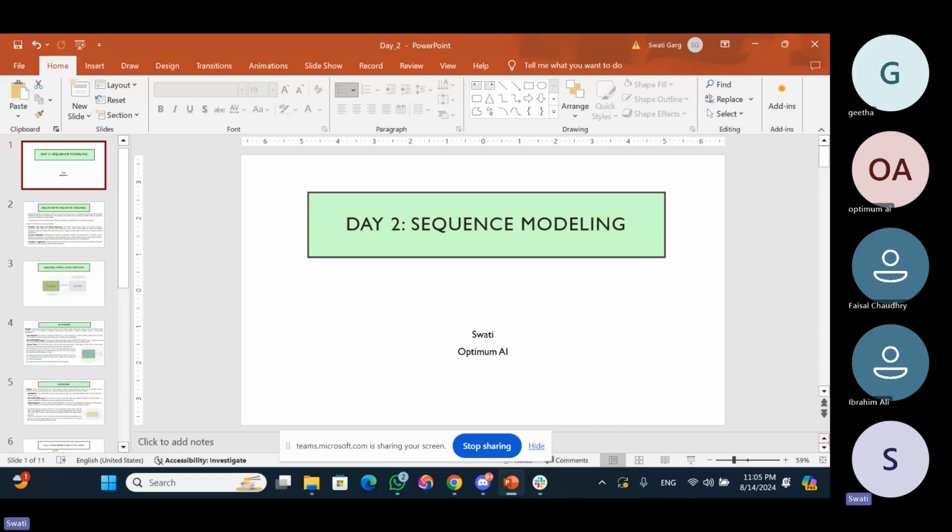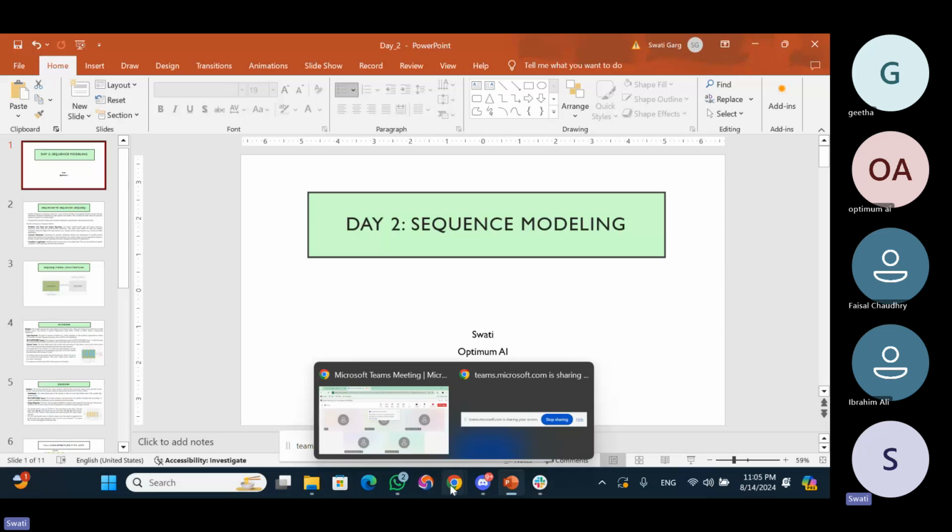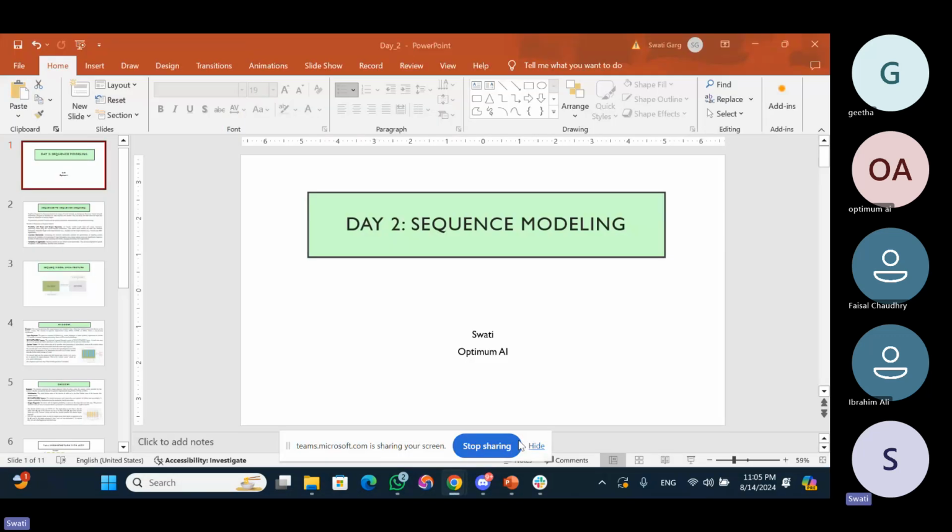Okay, thank you. So today we are going to start sequence to sequence modeling. One second. Stop sharing. It is not able to use my mouse. So let me stop sharing and start sharing again.